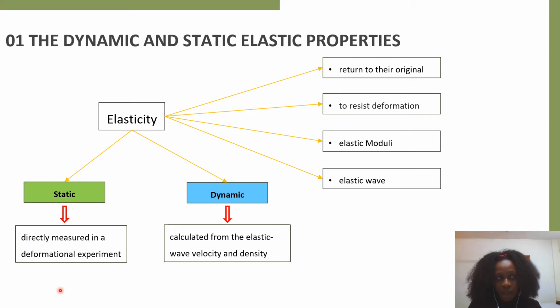Static moduli, for instance, are those that are directly measured from the deformational experiment analysis. That is, to assess the stress and strain using a core directly. And dynamic moduli are those that are obtained or calculated from elastic wave velocities and density.